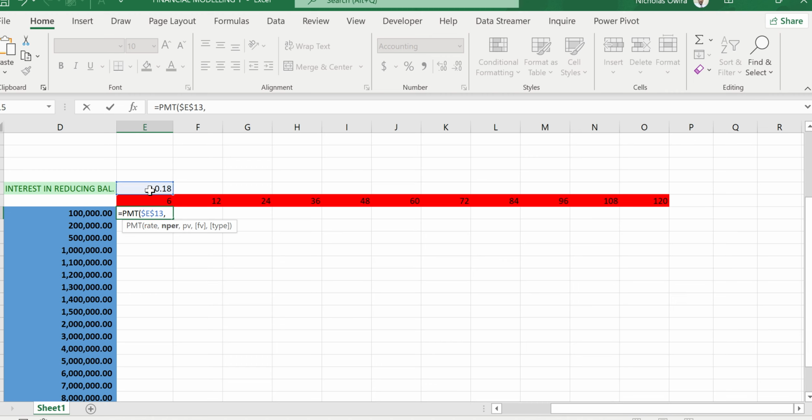I type comma, then the second one is the number of periods. The number of periods are at the top. You can see the 6 months, 12 months, 24 months, up to 120 months. These are the number of periods. So I'm not going to type, I'm going to click into the cell that has those number of periods. Then again, the first one I had applied absolute cell referencing. The second one I'm going to apply mixed cell referencing. So I'm going to press the F4 key.